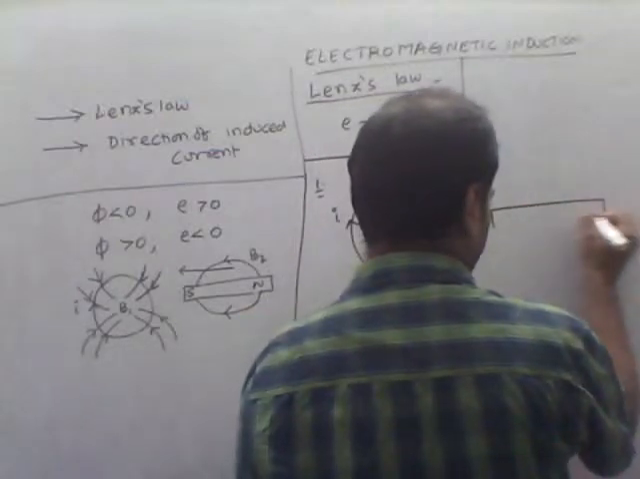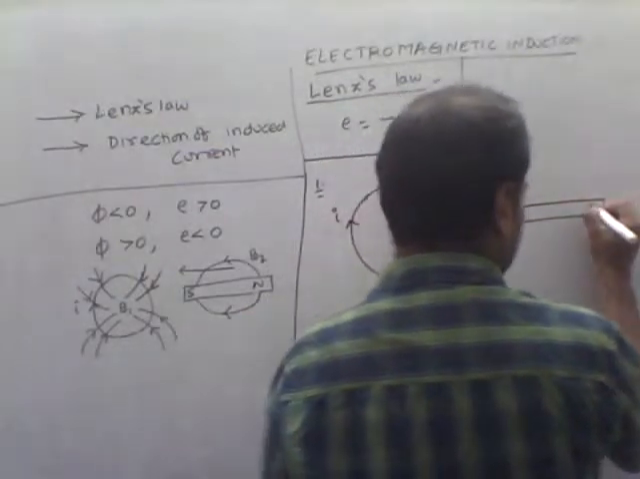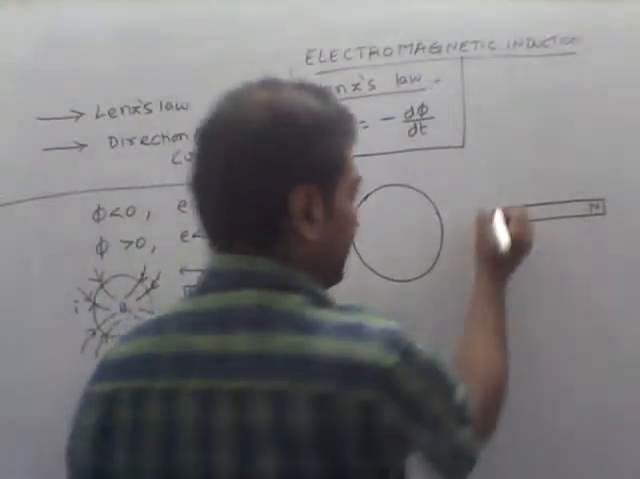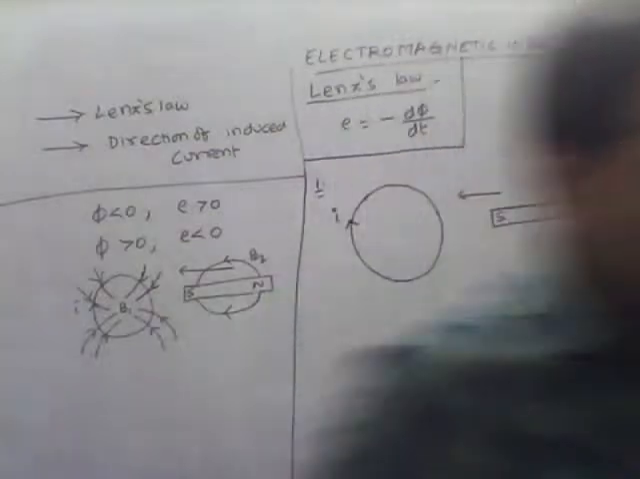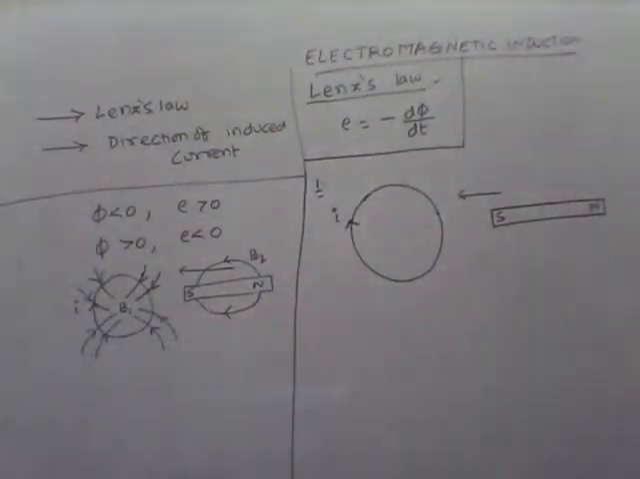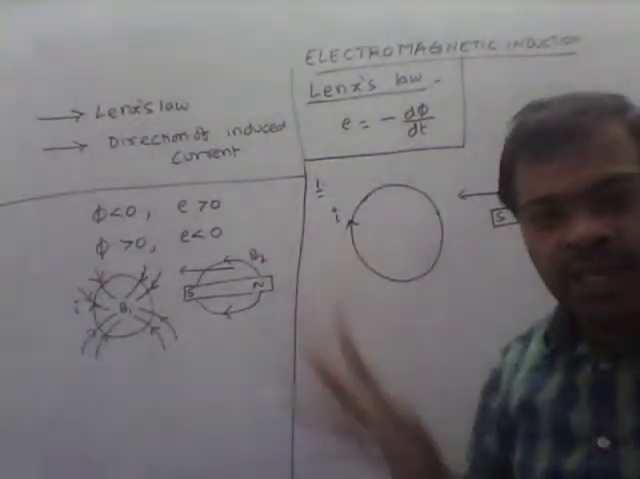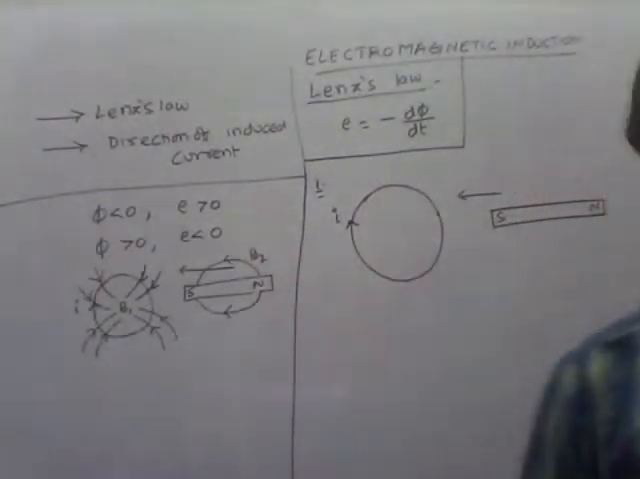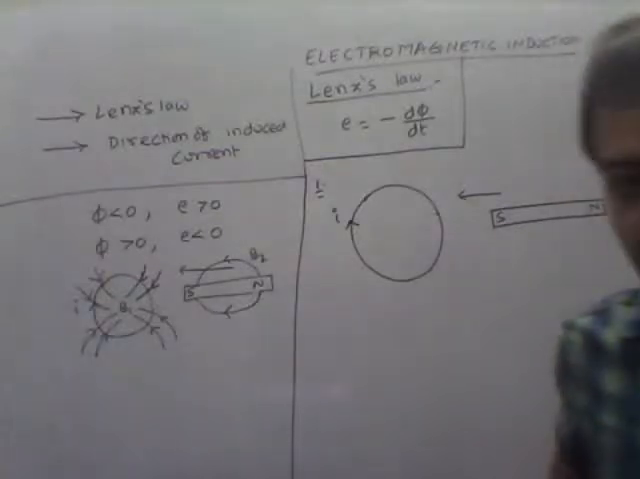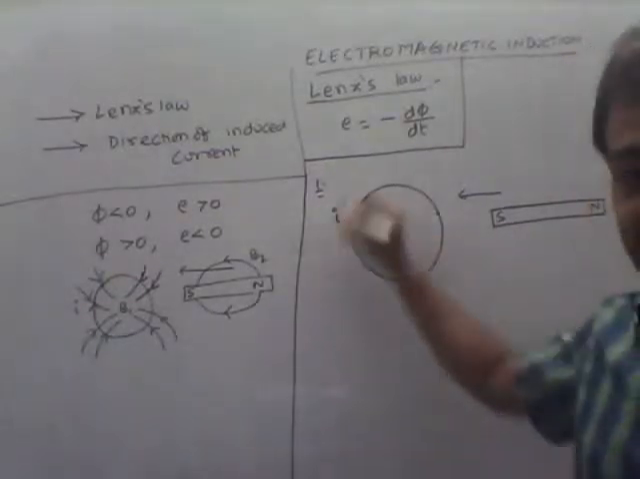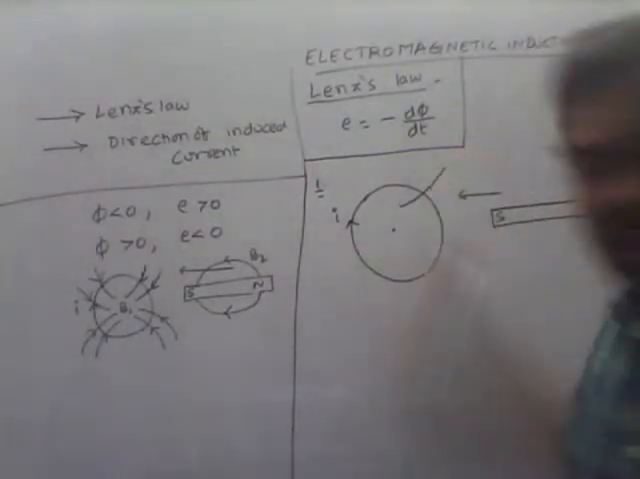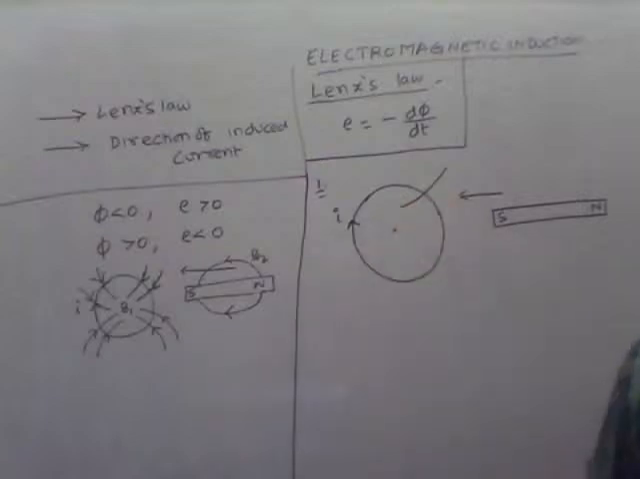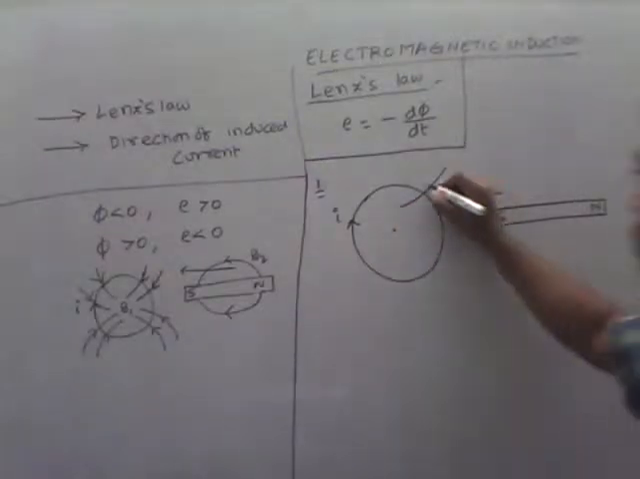Suppose here it is the south pole and this is the north pole, and the magnet is moving towards the coil. Now individually see here, inside the coil we'll have a magnetic field according to Ampere's law. Since current is moving in the clockwise direction, the magnetic field will flow inwards.